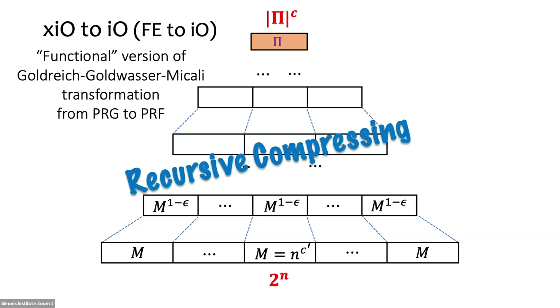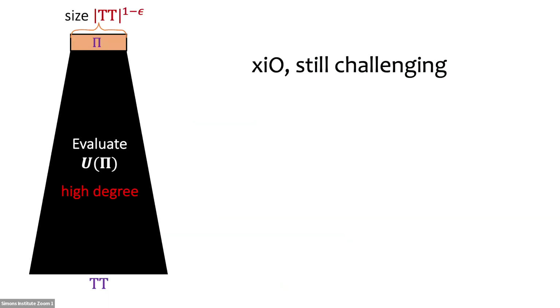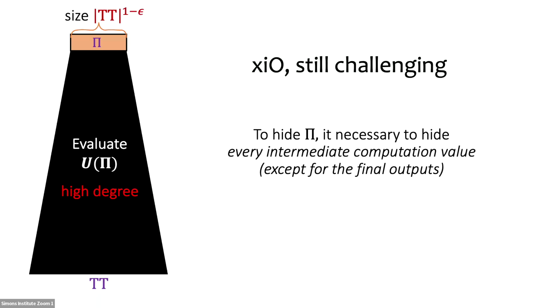And this picture should look familiar to you, and indeed, we can view this as the functional version of the classical Goldreich-Goldwasser-Micali transformation from pseudo-random generator to pseudo-random function. Okay, so now we only need to manage to compress a polynomial-sized truth table slightly to sublinear size. This task turns out to be still challenging.